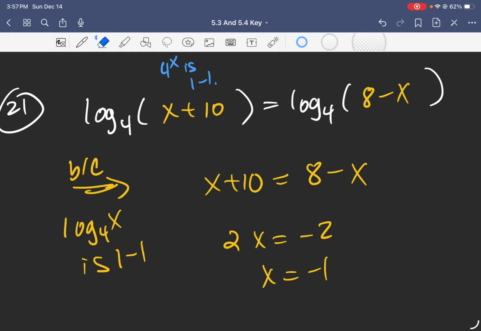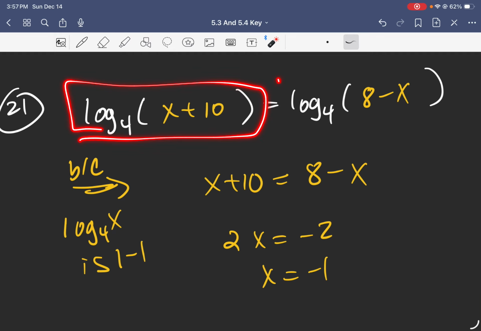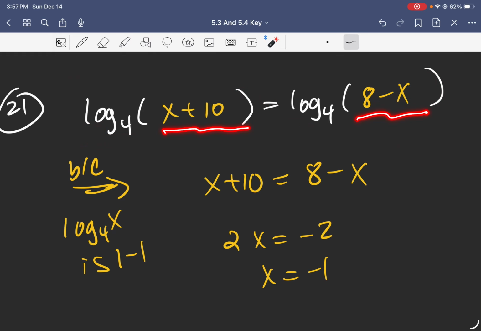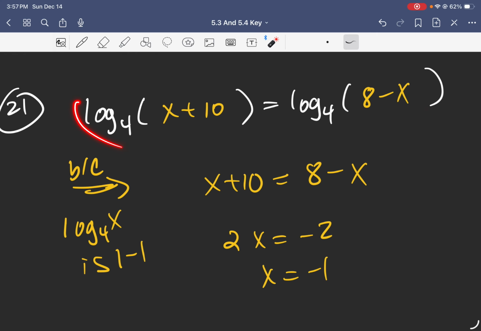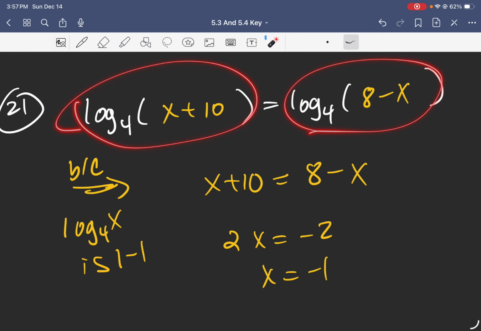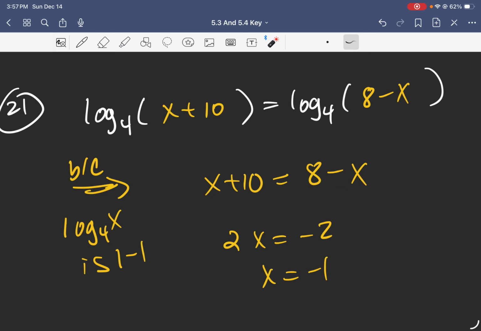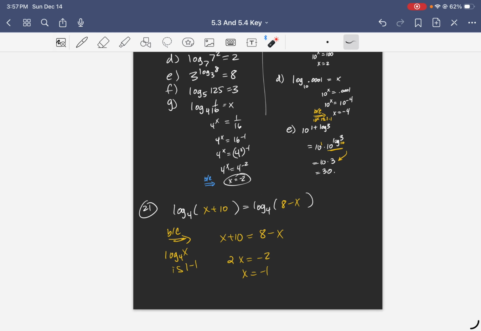Here, if we have log base 4 of something is equal to log base 4 of something else, then those inputs must have been equal because log base 4 of x is 1 to 1. So equal outputs means equal inputs. Solve and you get x is negative 1.